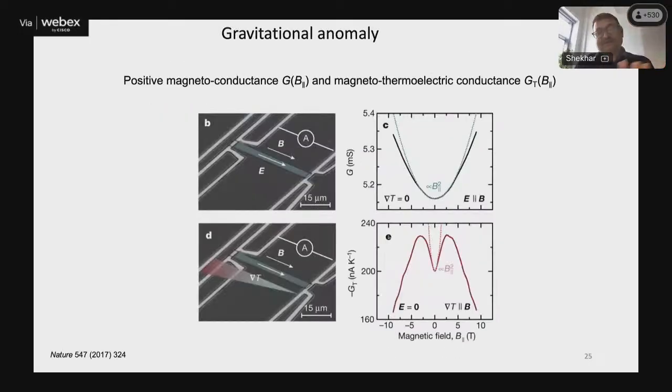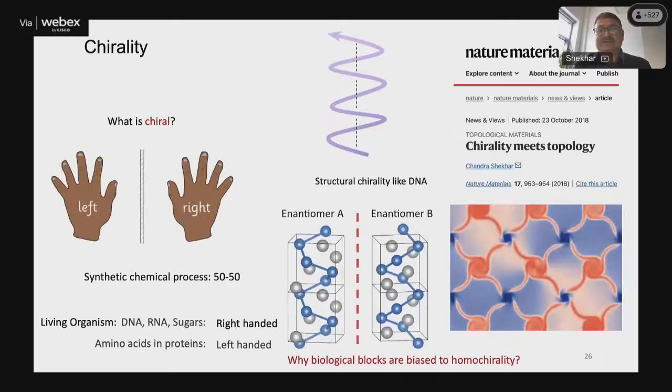That one I can skip because of time, but we can also measure the gravitational anomaly. That means instead of applying a current, we flow a temperature gradient. That phenomenon is called the gravitational anomaly, because thermal is related to mass.